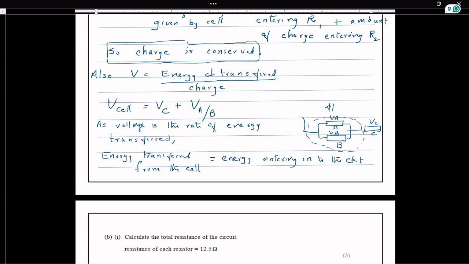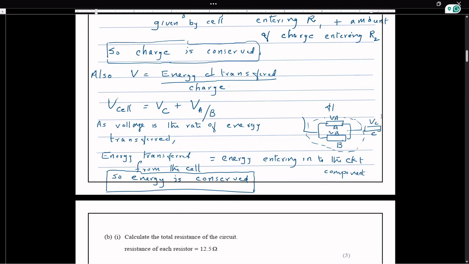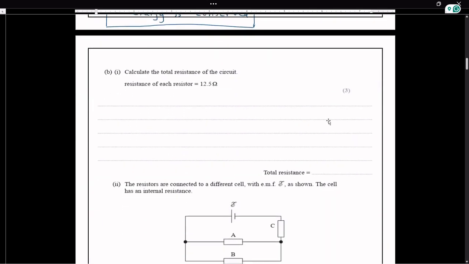So from this we can say that energy is conserved. Total energy leaving the cell is equal to the energy entering into the other circuit components. So energy remains constant. So energy is conserved. Now let's move on to the next question.